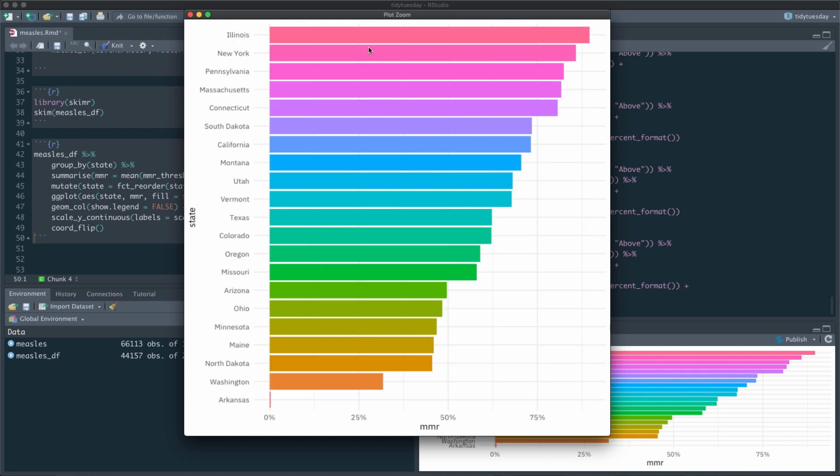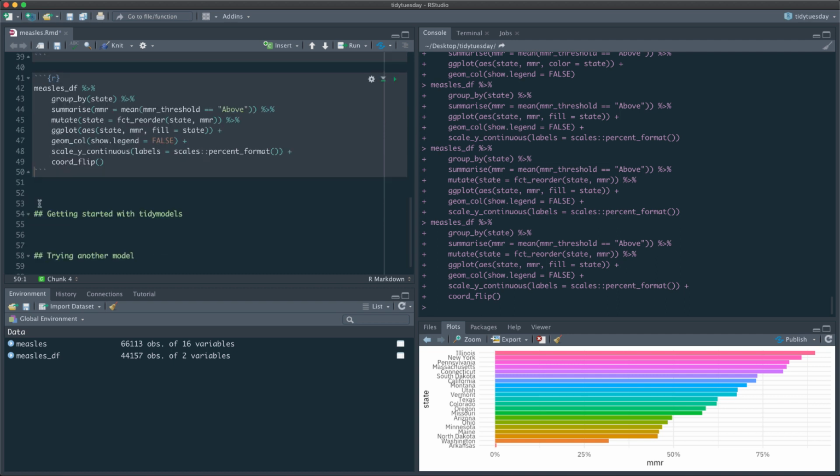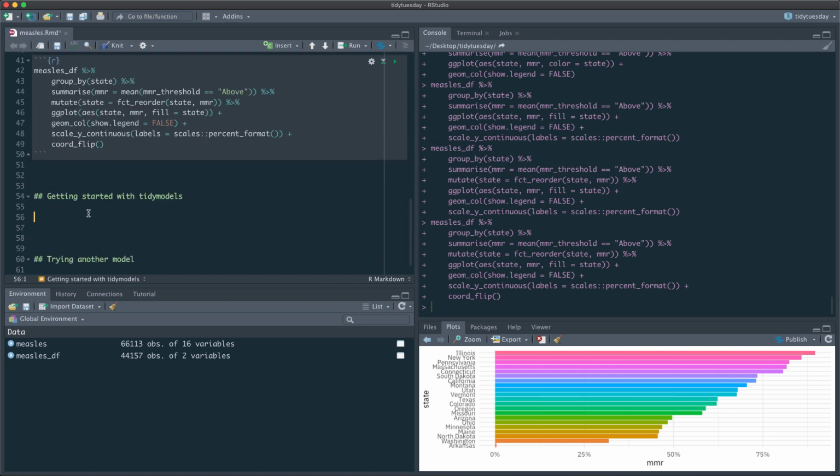Okay, so Illinois has the highest. Illinois, New York, Pennsylvania. Arkansas is incredibly low. Washington, North Dakota, Maine, and so forth. I live in Utah, and we're kind of in the, that's shockingly low, half, but that's in the middle of the distribution. Okay, so we are going to use modeling to understand how certain we are about these values, and how certain we are about differences between states.